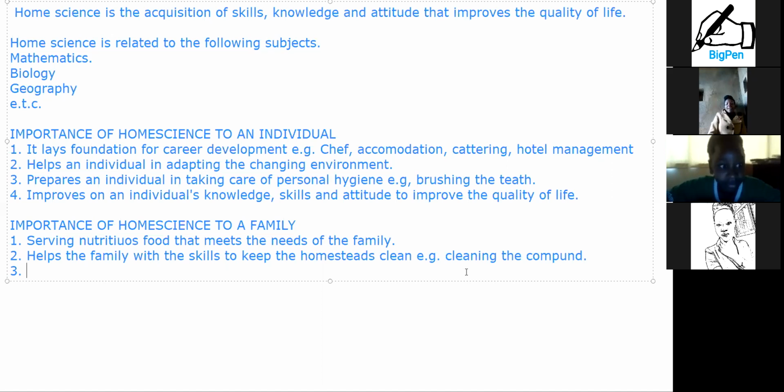Okay, let's proceed. Can you give me another importance of home science to the family? Practicing safety precautions at home. Very good. Can you give me an example? Let's say someone is injured. Learn first aid to help with the injury. Yes. You apply first aid. You can also take care of the sick. Isn't it? Yes, very good girl. Okay, another importance.